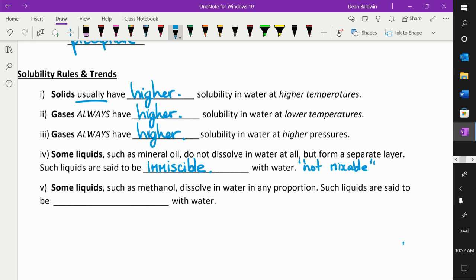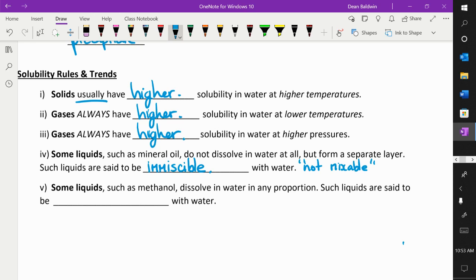So if two things are immiscible, you cannot mix them, no matter what you do. If you shake oil and water, it looks like it's mixed, but it's mostly just bubbles, and you've added enough energy. Once it calms down and settles out, they'll go right back to the two separate layers.